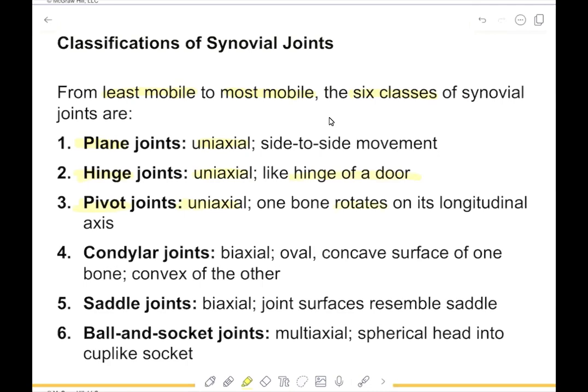Then there are two biaxial joints. One is called a condylar joint, where there's a concave surface and a convex surface which articulate with each other. The other is a saddle joint, which we would find in, for example, the thumb, where the joint surfaces resemble the saddle that goes on a horse, and the other resembles the shape of the horse. The last one is the multi-axial joint called a ball and socket joint, where there's a spherical head that fits into a cup-like socket.